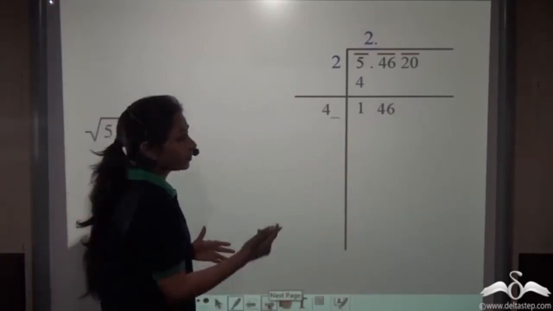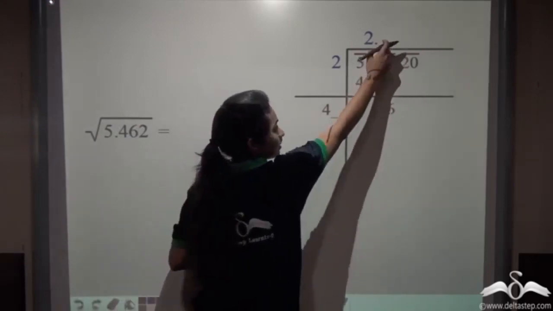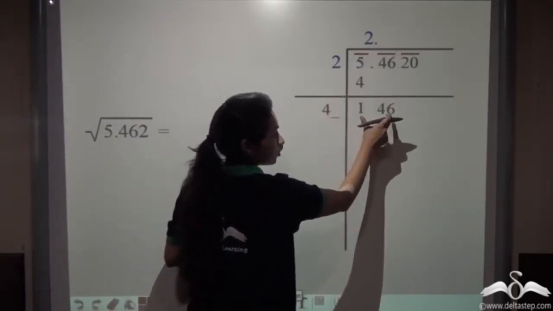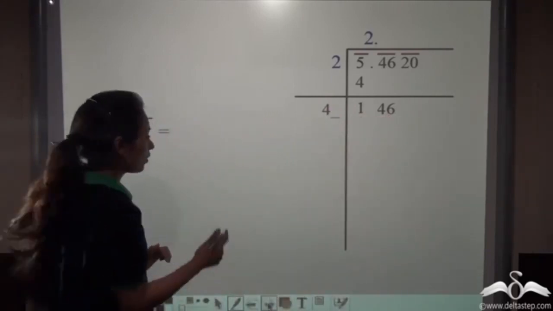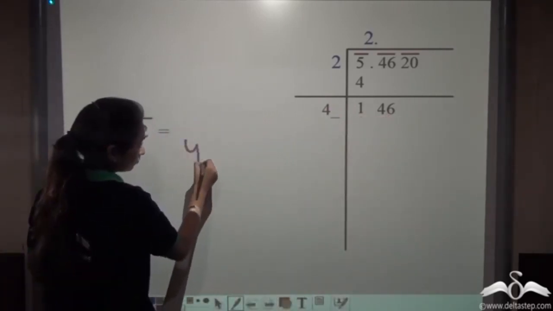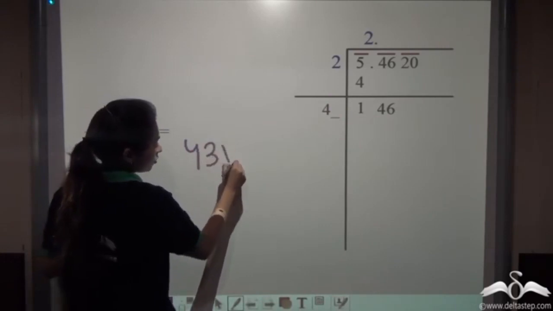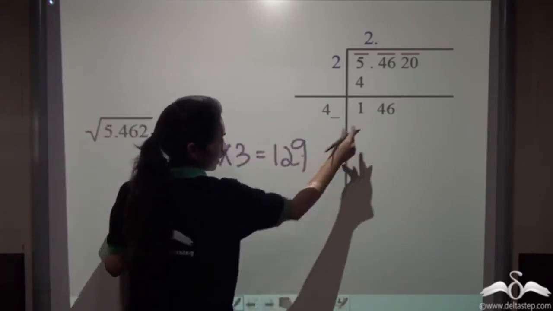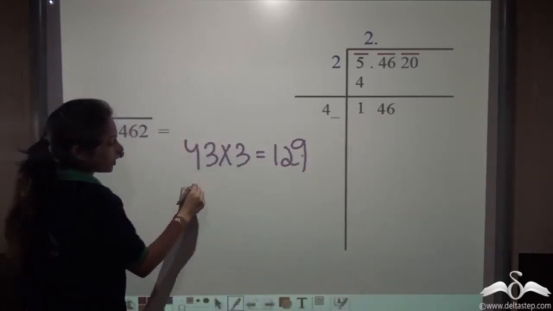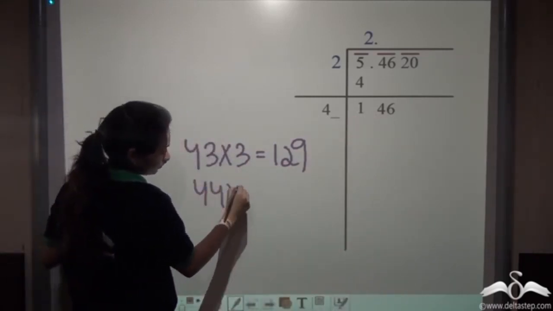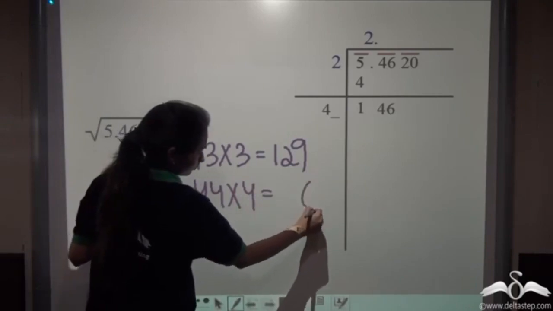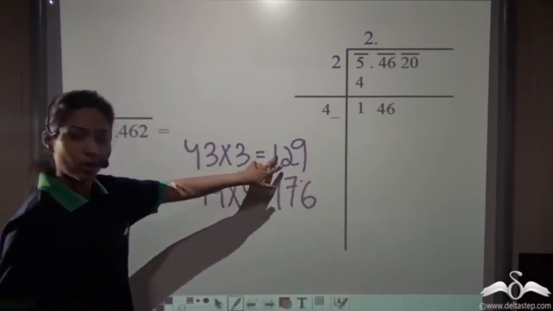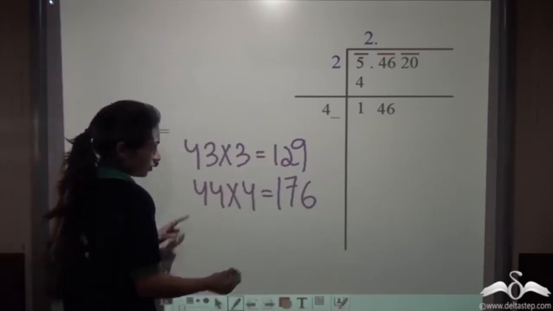Now think about the number which, when put here and here as well, that is multiplied with this whole number, gives us a value equal to or less than this. Think about, say, 43 into 3. What do you get? 129. Less than 146. But to be sure, let's confirm. See, we had got the right one only first.